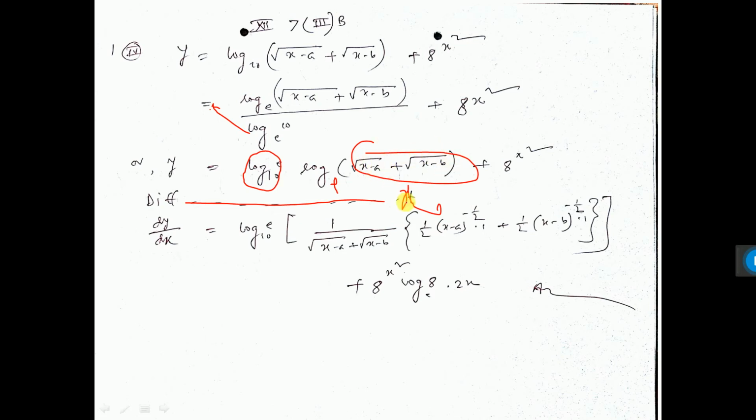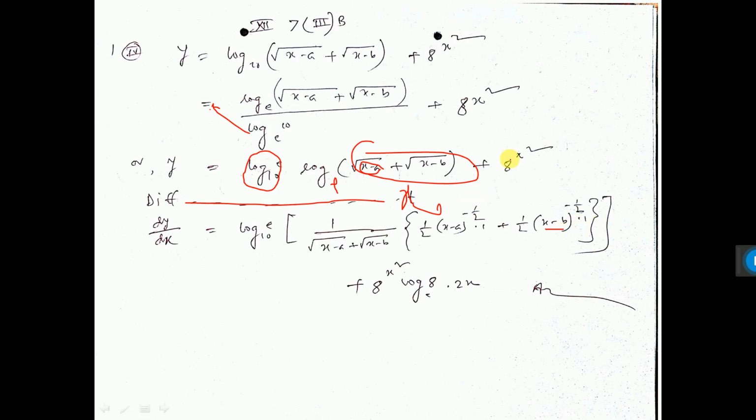So d/dx of this one, this to the power half. So half into this to the power half minus 1. Half minus 1 is minus half. Again d/dx of x minus x differentiation 1 and a differentiation 0, that I have not written here. Again this one, this to the power half means half into this to the power half minus 1, that is minus half. Again d/dx of this. So d/dx of x is 1 and d/dx of b is 0.